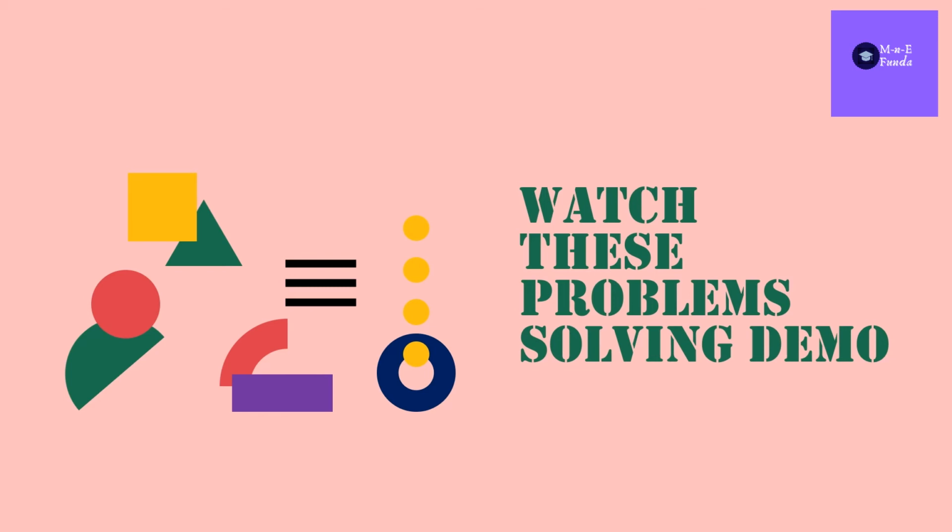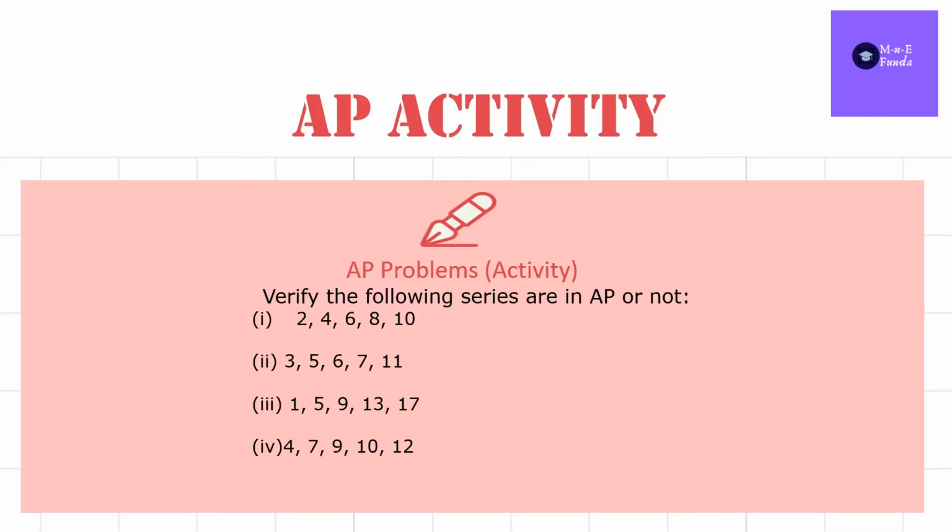Now we do some activity on AP. The AP problems activity is given here. So here 4 series are given. We have to find out whether they are obeying AP or not.